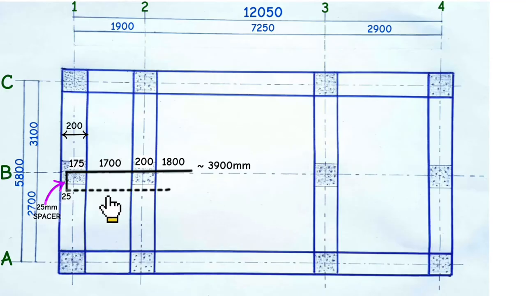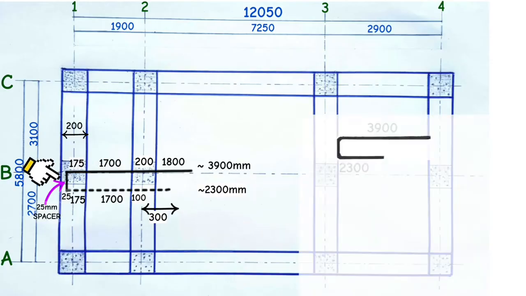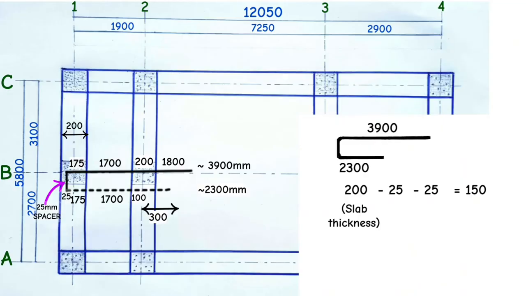Then for this lower side, also get 175mm, add 1.7 meters, add 100mm half wall thickness, then add 300mm half overlap to get 2 meters 275mm, which is equivalent to 2.3 meters. And that's what we write here as 2.3 meters. Then for this other side, simply get the slab thickness, which is 200mm, deduct 25mm concrete cover on top and 25mm concrete cover at the bottom to remain with 150mm, and that's what we write here.